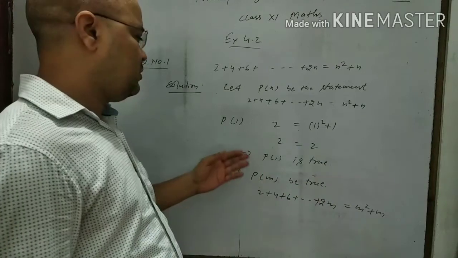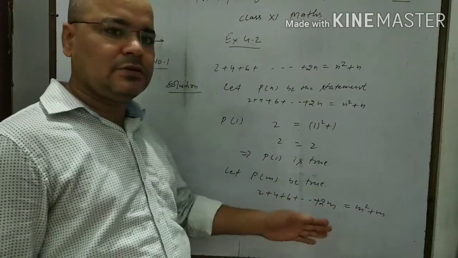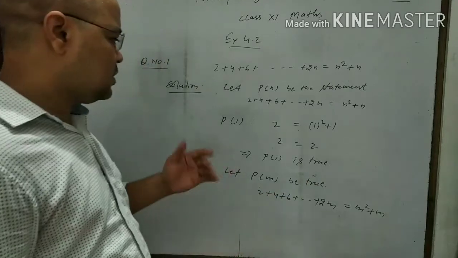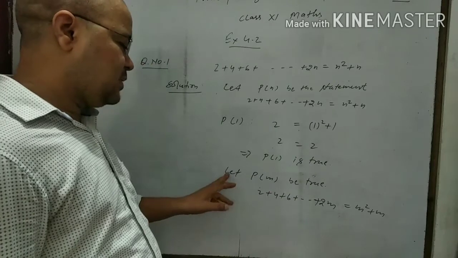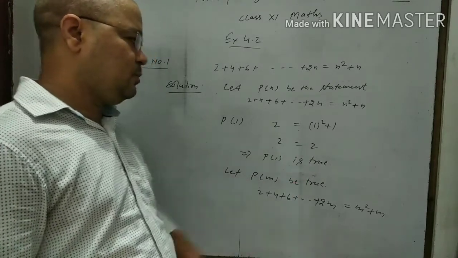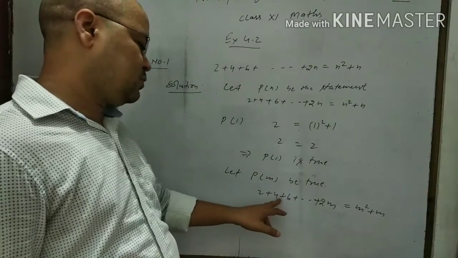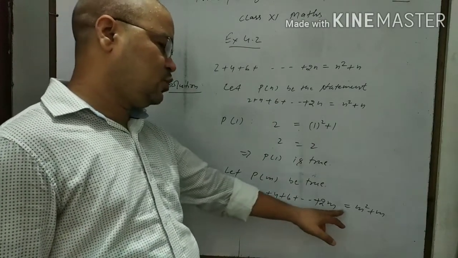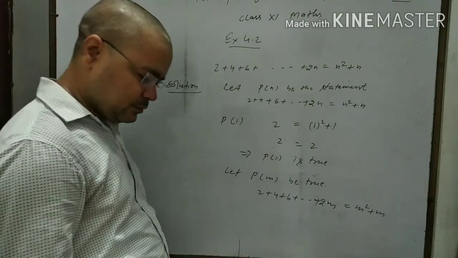Similarly, we can show that P3 is also true. But we should not mention this much detail. We should just show that P1 is true and verify it. Similarly, we assume that Pm is true. So if Pm is true, then 2 plus 4 plus 6 plus up to 2m is equal to m square plus m. Now, what do we do?